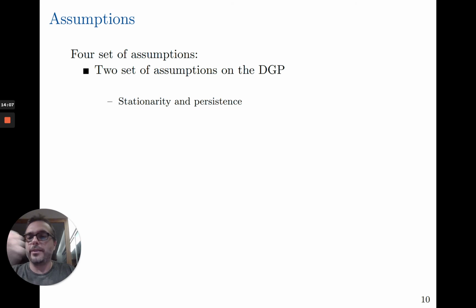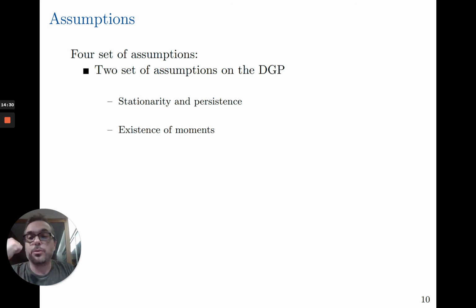Basically, we require assumptions on stationarity. Our paper is about stationary data, and we also have to bound somehow the persistence that we have in the data, how far back in the past we can remember. And this will be important.